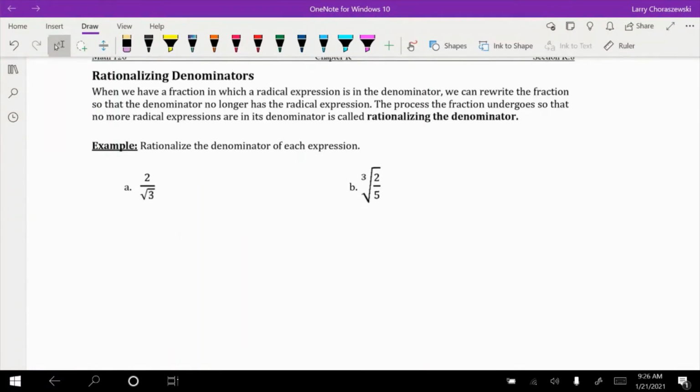Now that doesn't mean that the fraction will evolve into something with no radicals whatsoever. In a lot of cases we end up with a radical on top, which is fine. But the name of the game is just to rewrite it so that there's no more radical expressions in the denominator. And the process that a fraction undergoes so that a radical in the denominator goes away is called rationalizing the denominator.